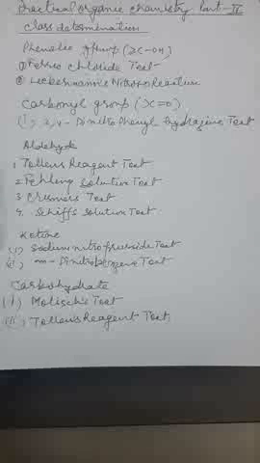Type 1 compounds contain carbon and hydrogen with or without oxygen. Type 2 compounds contain carbon, hydrogen and nitrogen with or without oxygen. Type 3 compounds contain carbon, hydrogen and halogens with or without oxygen. Type 4 compounds contain carbon, hydrogen and sulfur with or without nitrogen and/or oxygen.